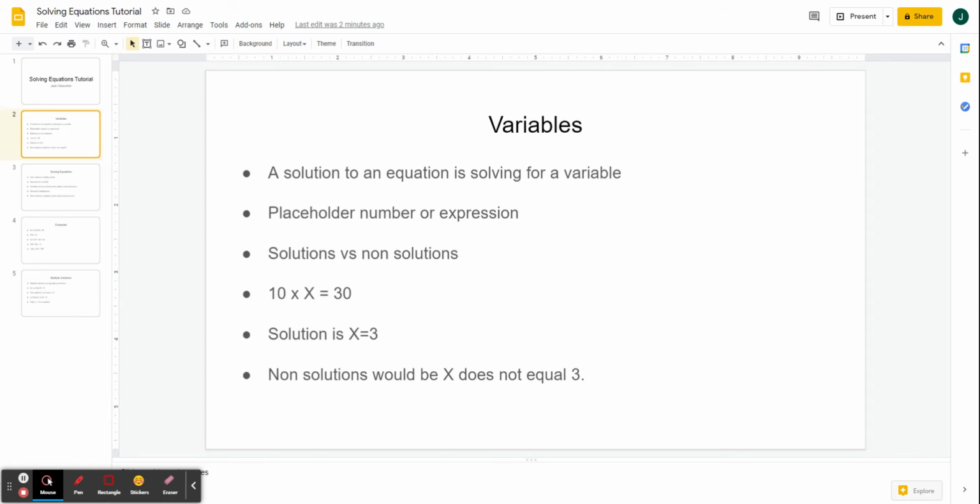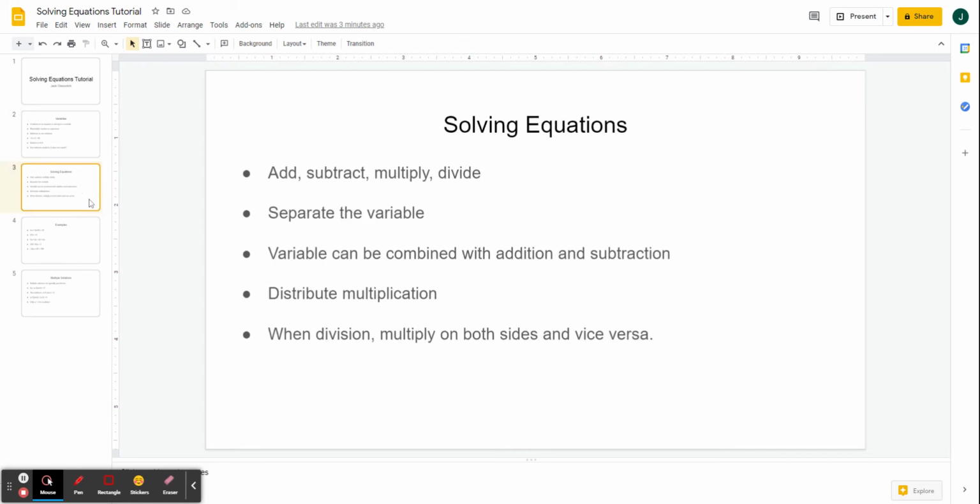In this first small example, we have 10 times x equals 30. The solution for this will be x equals 3, because we know that 10 times 3 equals 30. Non-solutions would be anything other than 3, because nothing else times 10 equals 30. So the non-solutions could be x equals 4, x equals 5, basically any other number.